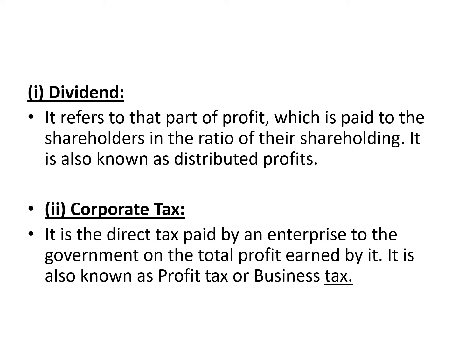What is dividend? It refers to that part of profit which is paid to the shareholders in the ratio of their shareholding. It is also known as distributed profits. Corporate tax is a direct tax paid by an enterprise to the government on the total profit earned by it. It is also known as profit tax or business tax.